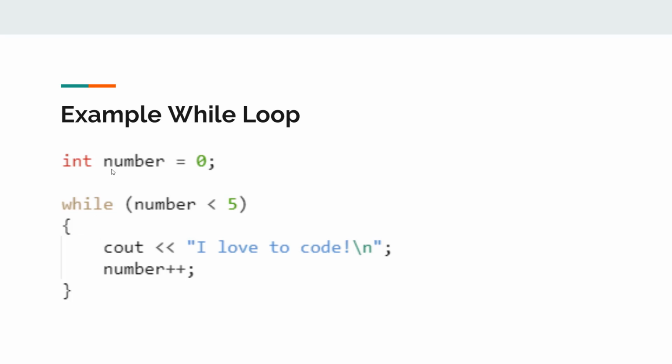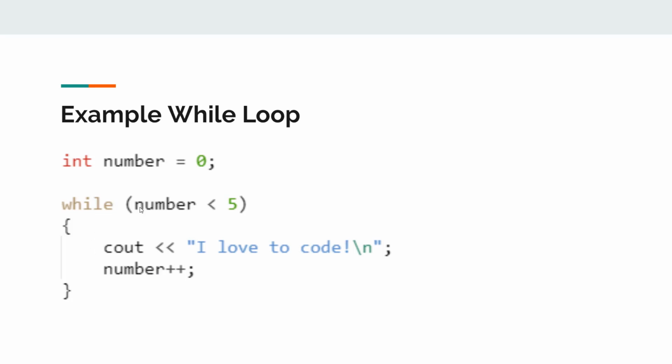Now, what this is going to do when we step through it: int number equals 0. Okay, while 0 is less than 5, that is true. So we enter the loop. Notice it does the check first, then enters the loop. Now we see cout I love to code, new line, and then number plus plus. If you don't remember, plus plus is the increment operator, so it's going to take number plus 1. So number is now 1.